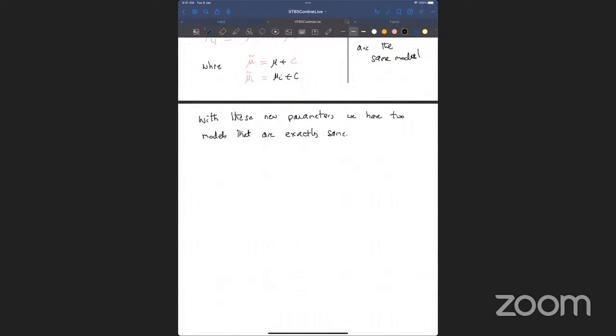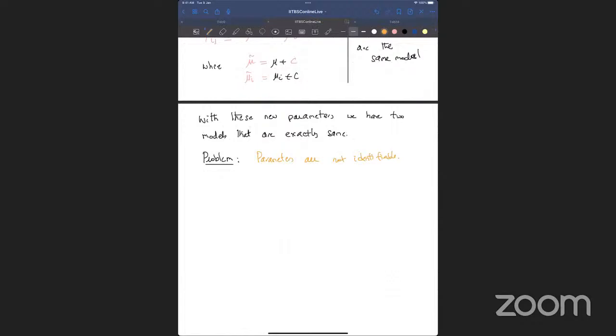But the parameters are different. So this means we have a problem on our hands. The problem means the parameters are not identifiable. That's the first thing to understand.